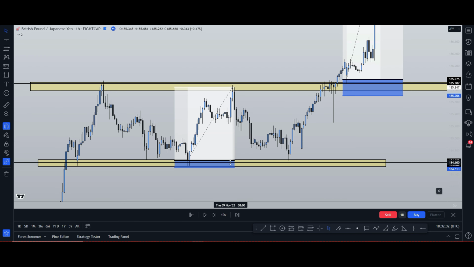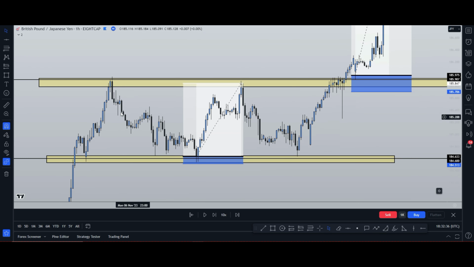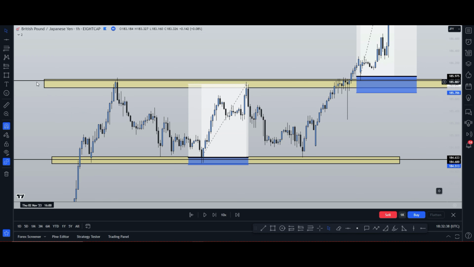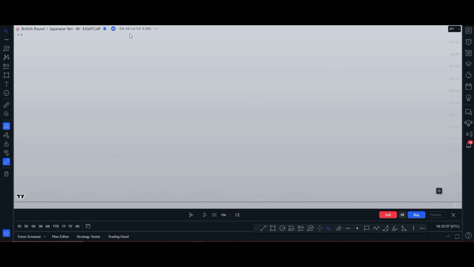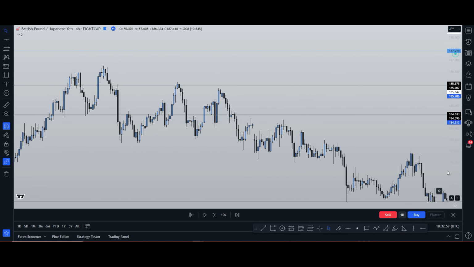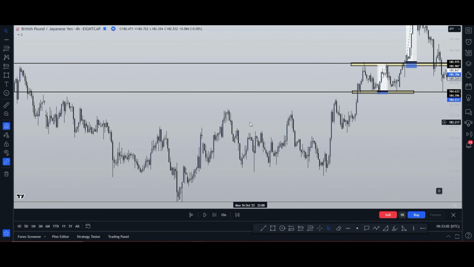So okay, the area of interest so far. I'm on GJ, this is the 185.900 level and this one is the 184.600 level, or a rough estimate, call it the 600 level. Now if we look at the 4-hour time frame, look at this guys.